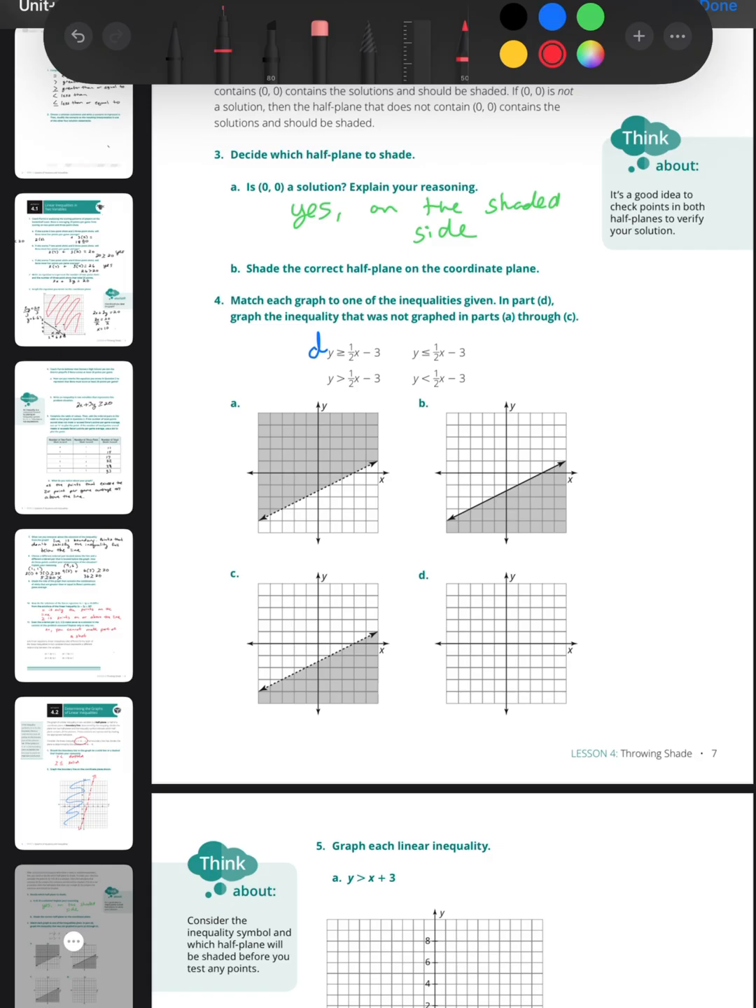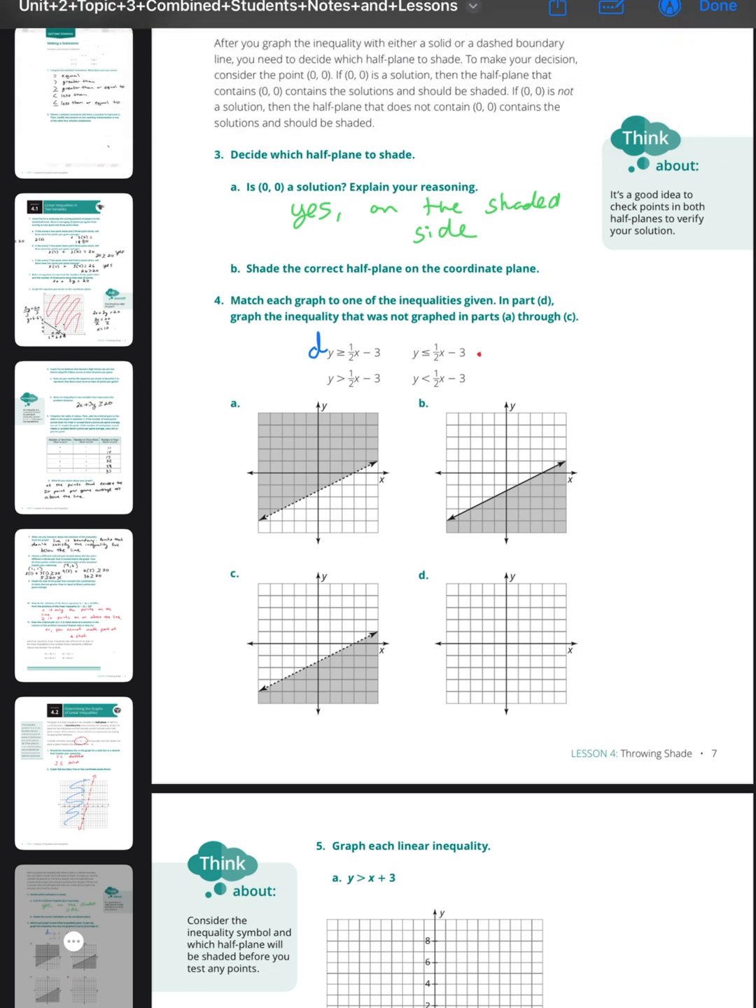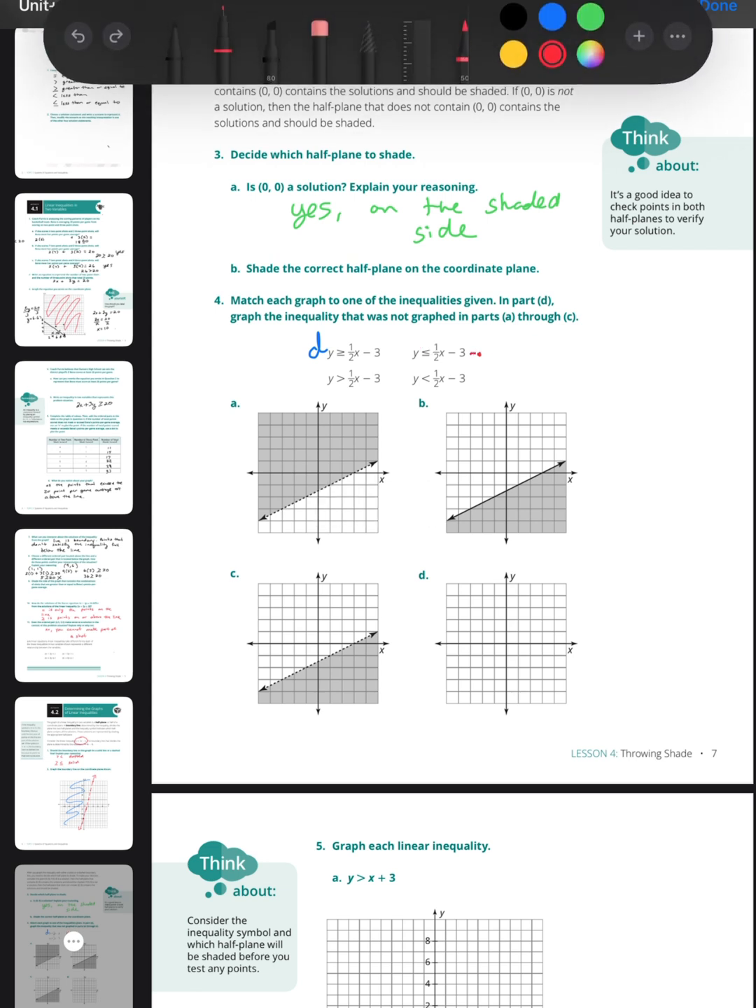If we look at this second one here to the right, this also has an or equal to, so it better be B. It's the only other one with a solid line. Y-intercept of negative 3, slope of 1/2, so it's just like the last one, but this one has a less than sign. So it's shaded below it, it is correct. So I'm going to draw a little line here, just match them that way.